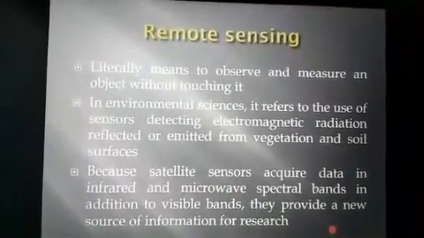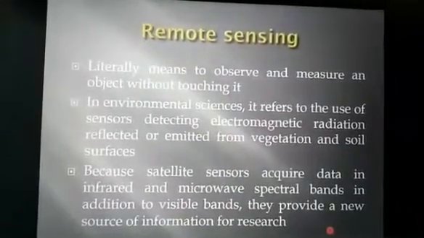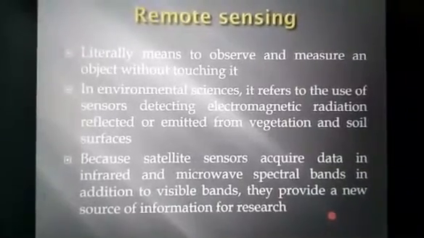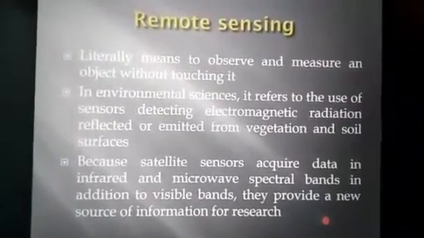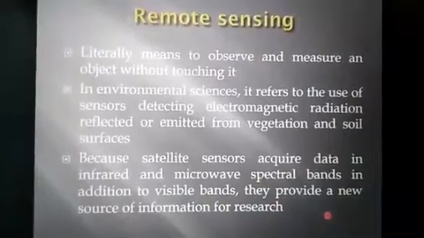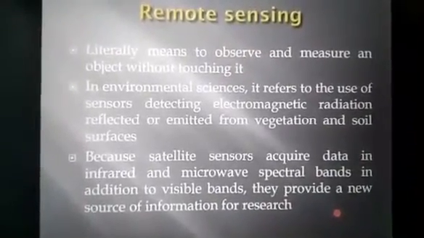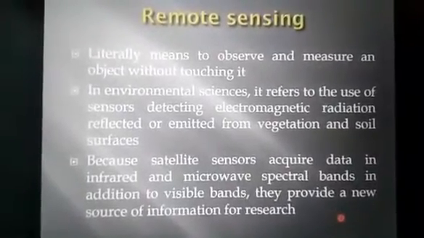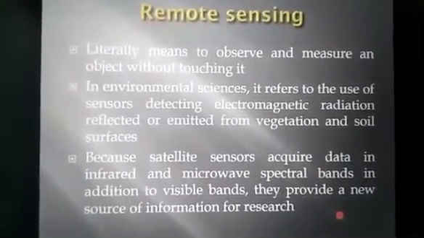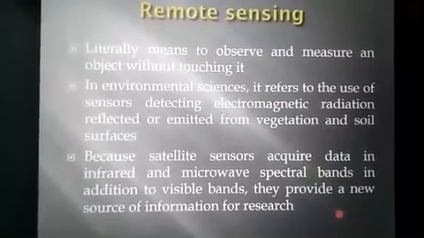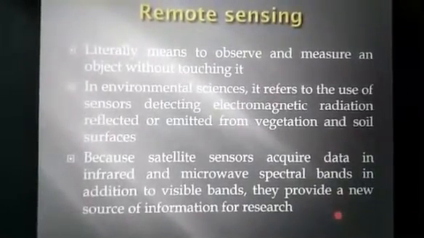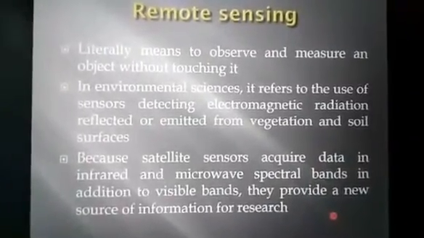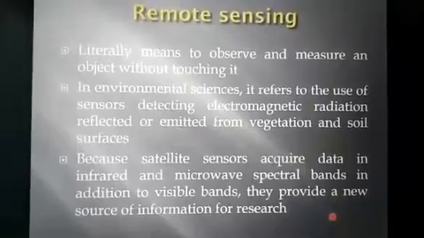And then we're going to look at remote sensing. Remote sensing literally means to observe and measure an object without touching it. That's why we say remote sensing, the same way as you would do with a TV remote. In the environmental sciences, it refers to the use of sensors detecting electromagnetic radiation reflected or emitted from vegetation and soil surfaces.